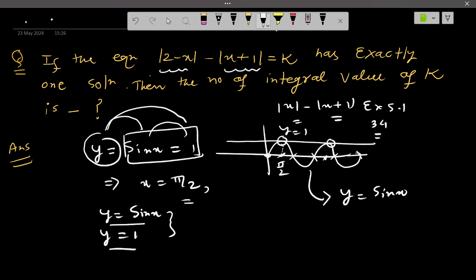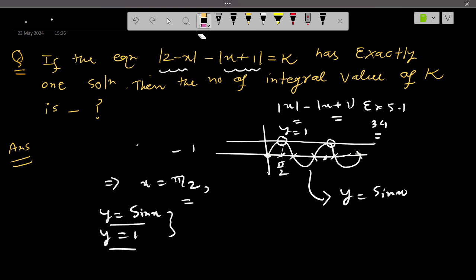The idea is whenever one equation is given, let me erase all this part. Just wait a minute, everyone.